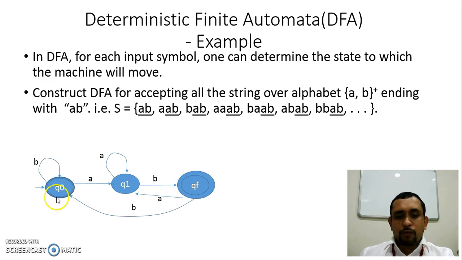Please note that here for every state, on every input shown in alphabet, we have shown a transition. So we can say that this is our complete DFA.